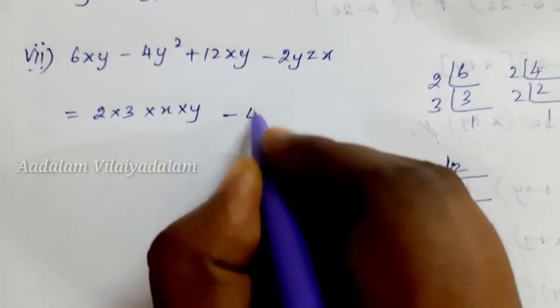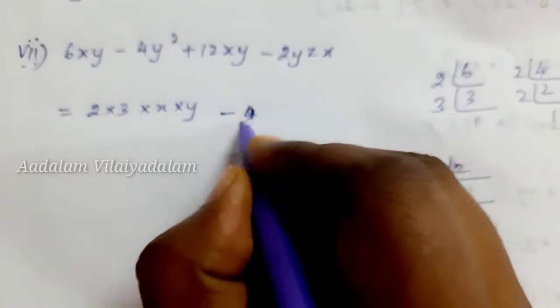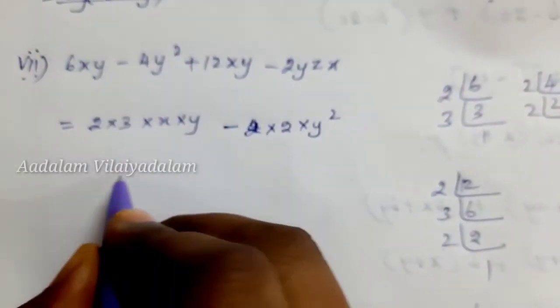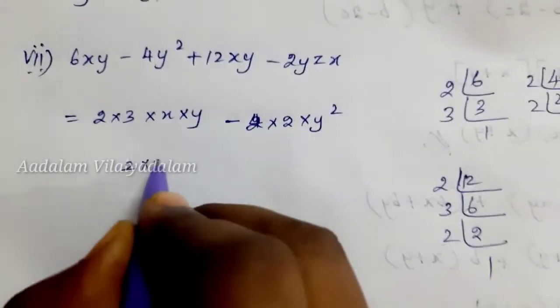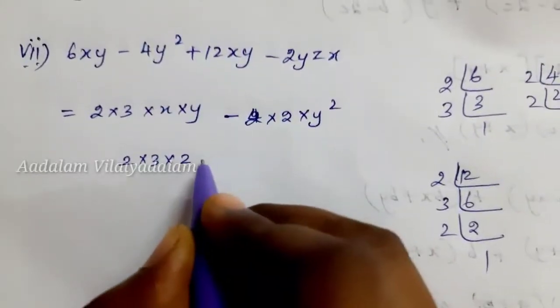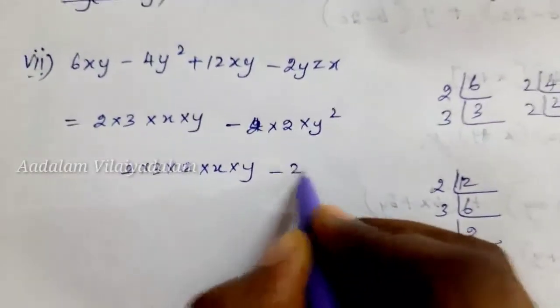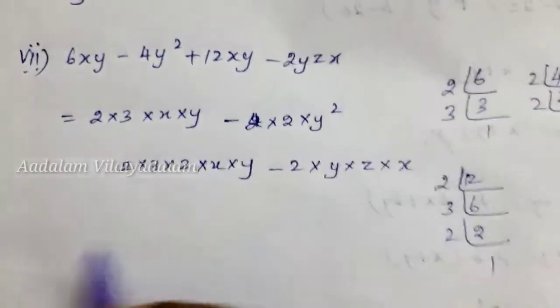Then minus 4, instead of 4 we need to write 2 into 2 into y square. Then instead of 12 we need to write those factors 2 into 3 into 2 into x into y. Then minus 2 into y into z into x.